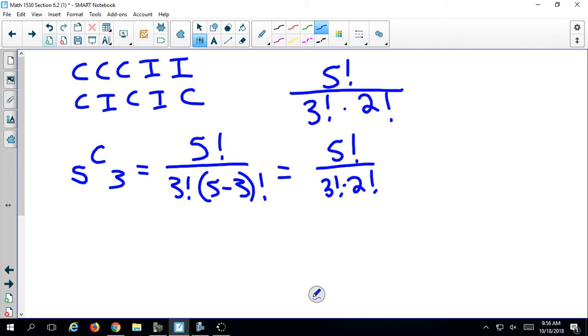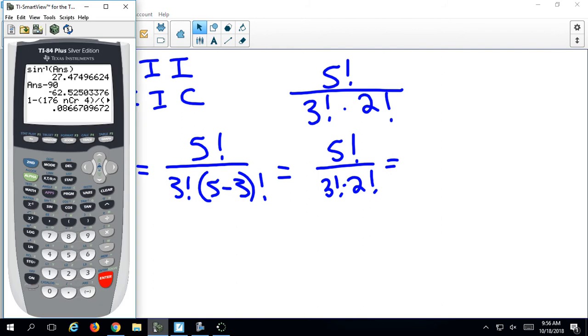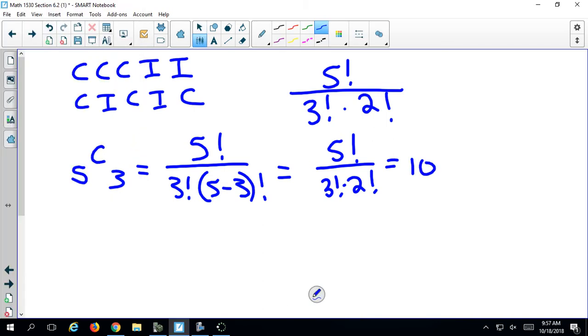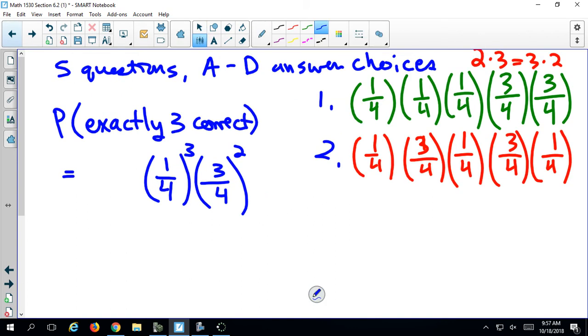So let's see what that is. So that's 10, right? So there are 10 ways. So if we did it the old way, we'd have to multiply all that out 10 times and then add all those together if we didn't understand that they were the same, right? But instead, I'm just going to multiply this by 10, right? Because all of them have a 1/4 3 times, and all of them have a 3/4 twice. So I'm just going to multiply this by 10. That'll get them all done for me, right?